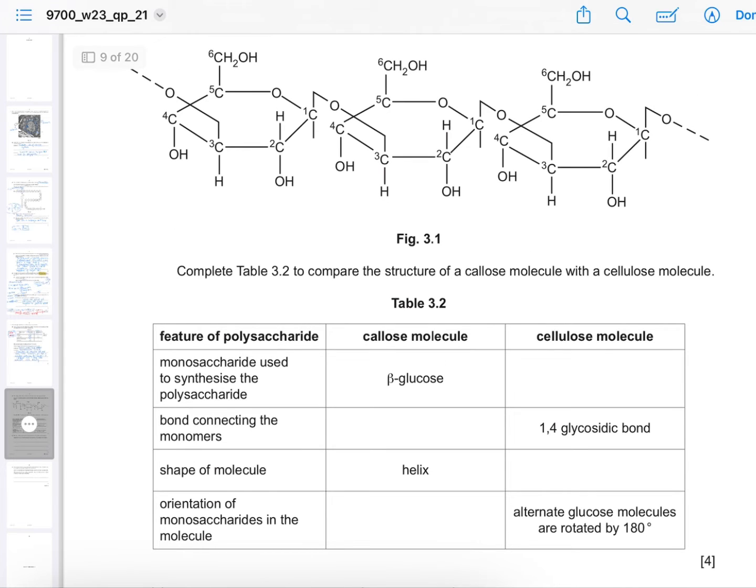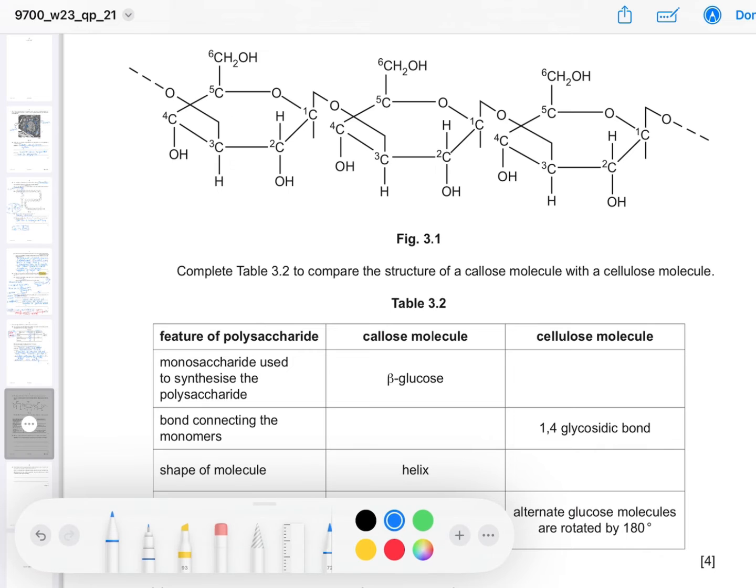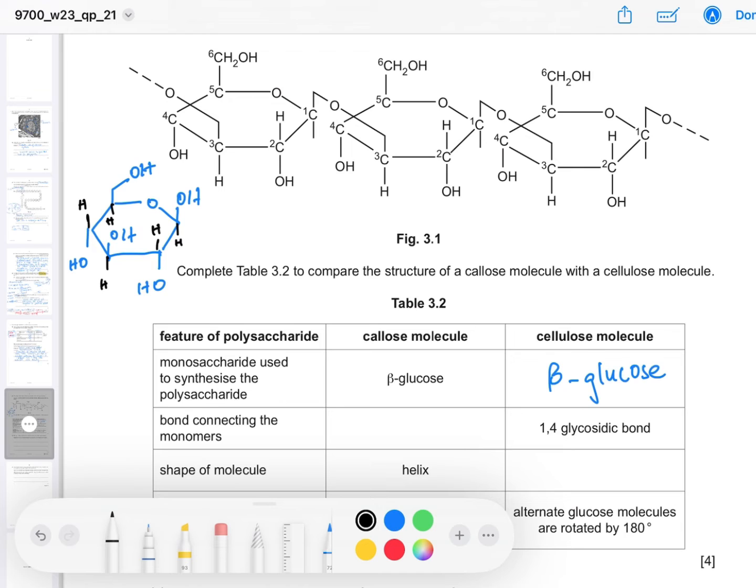So callose molecule as given in the question is produced by the beta glucose monomers, and cellulose molecules are also composed of the monomer beta glucose molecules. And here's a beta glucose molecule for comparison. Now you're supposed to compare the bond connecting the monomers in a callose molecule and a cellulose molecule. In a cellulose molecule, the beta glucose molecules are connected by 1,4 glycosidic bonds. So this is carbon atom 1, 2, 3 and 4.